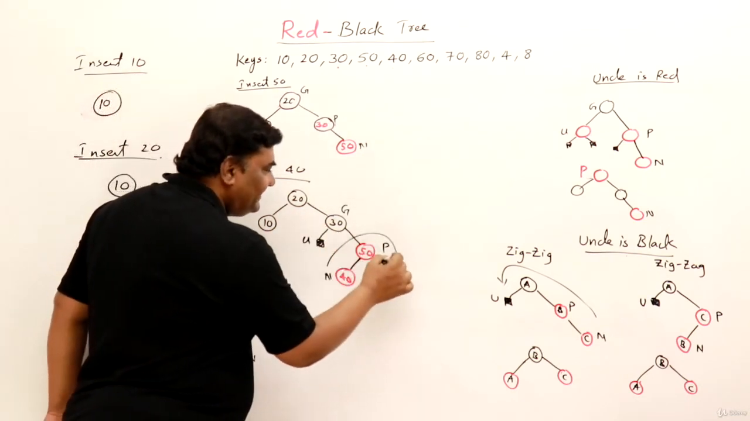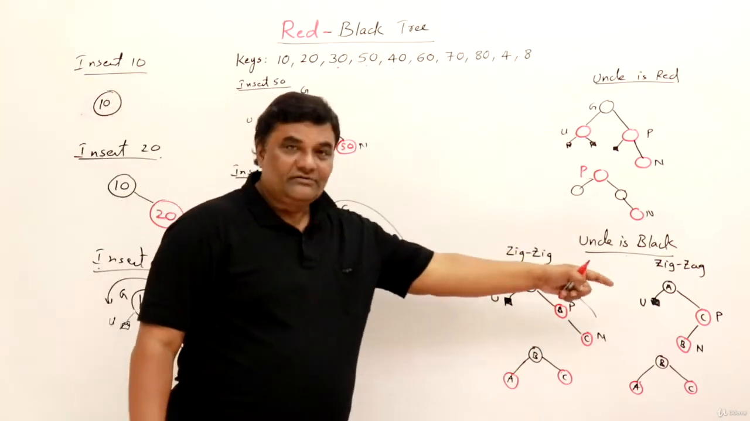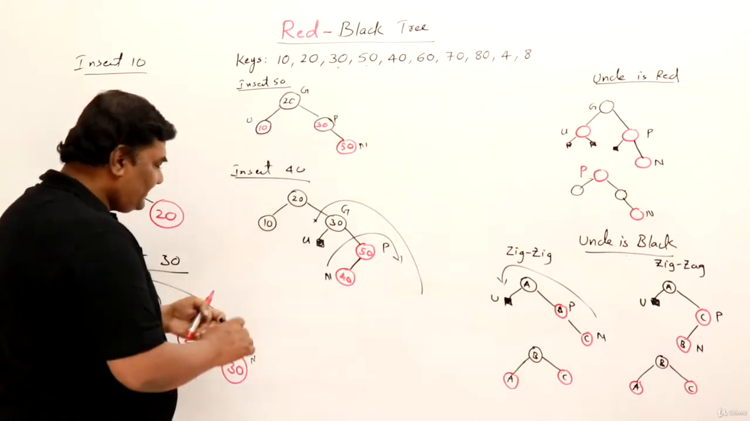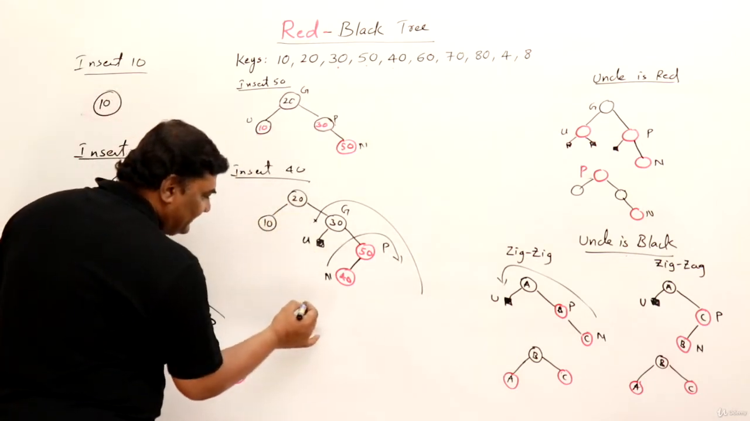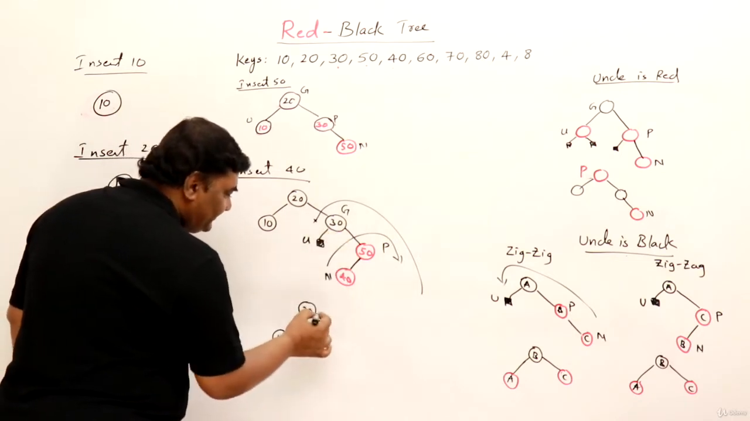So it is double rotation, right? If you remember double rotation, that is a zigzag rotation we have to perform. After rotation, I will write on the tree directly here. 20 is here and 10 is here. Upon this, rotation is performed.